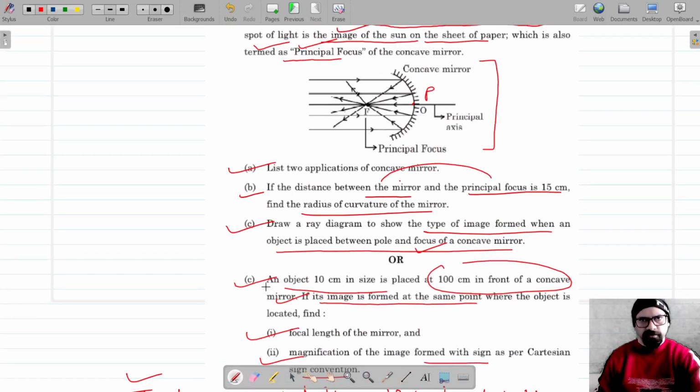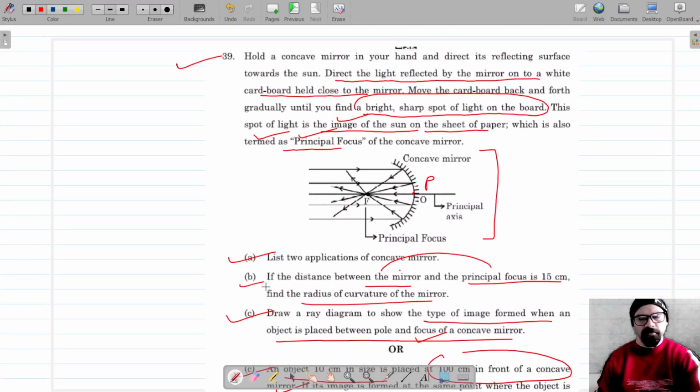Okay, with this, we are done with this section, this part, and with this paper code 3111 for 2023.